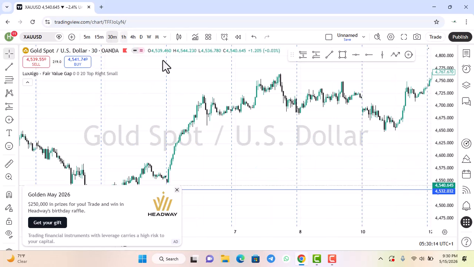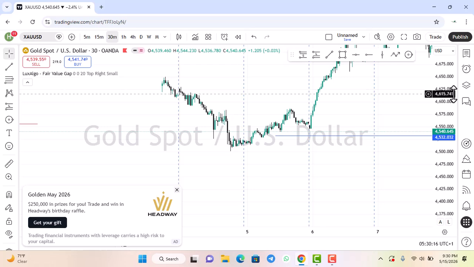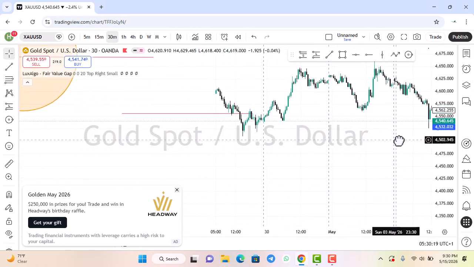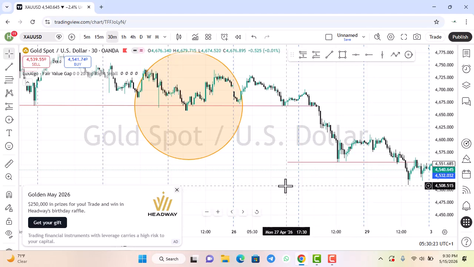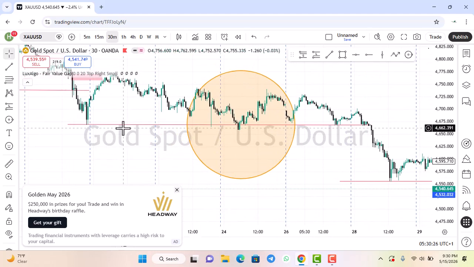Okay, let me go to the 30-minute time frame again so that we can check where our cycle is. You can see this is our cycle, right? So now we can see our recent lower low, right? And here at this point, you can see the body of a candle closes below the recent lower low, which gives us a valid break of structure, right?